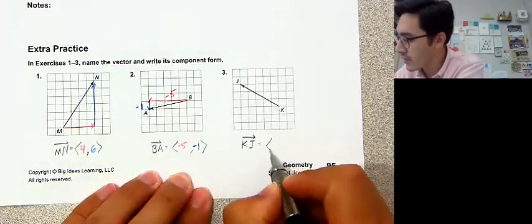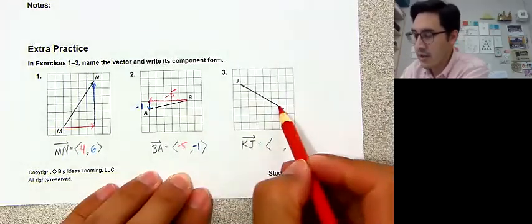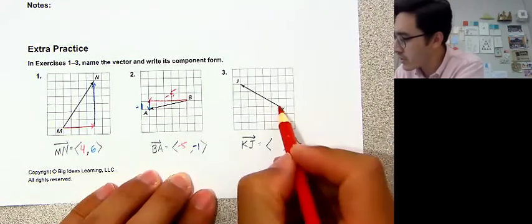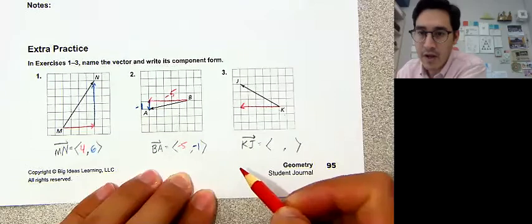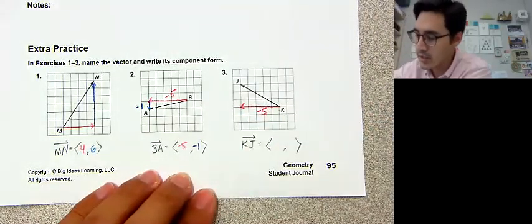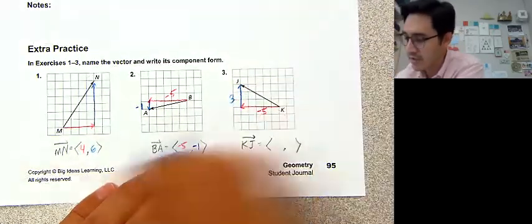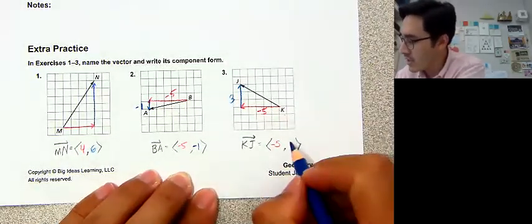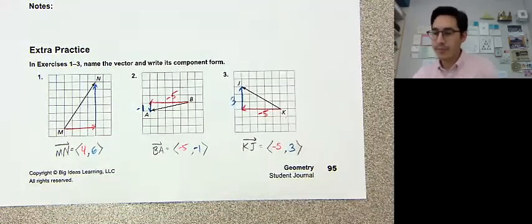And our last vector, again, we're going to do the horizontal component first, always starting at the starting point. So that's 1, 2, 3, 4, 5 units, again -5, because we're going to the left, we're going backwards. But then the vertical component is +3. So we write -5 and then +3. Okay, that's the component form.